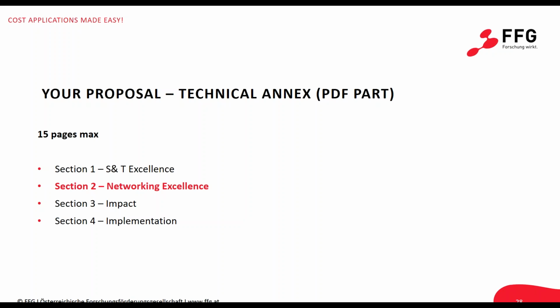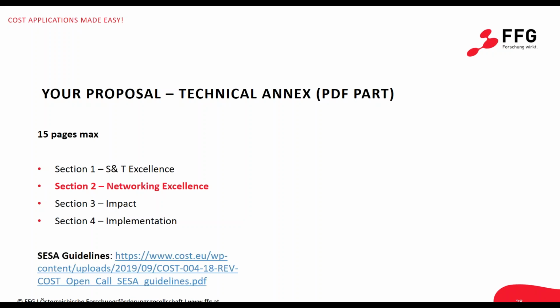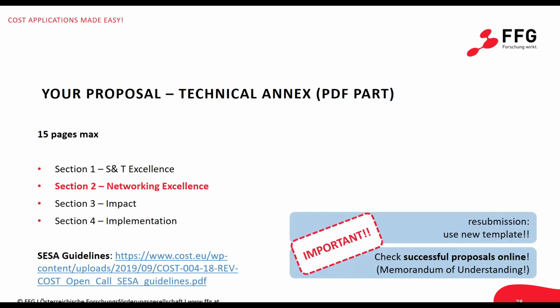Normally there is always this structure, 3 chapters: scientific and technological excellence, impact, and implementation. And only very recently this changed, and another section was integrated on networking excellence. So what was done was basically pulling out all the networking aspects that were integrated in the other chapters and setting up an own chapter. Again, in the CESA guidelines, you will find every information, and you will also find the template online on how to fill out these respective sections.